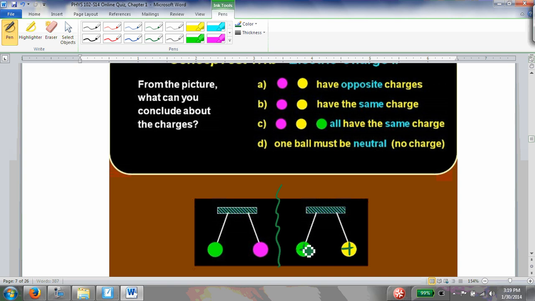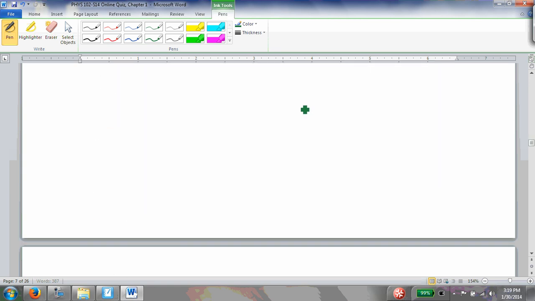And if yellow is positive, that means green is also positive. And if green is positive, that means purple is positive. So all three have to have the same charge. And you can make the same argument if they were all negative, you'll still find the same to be true.